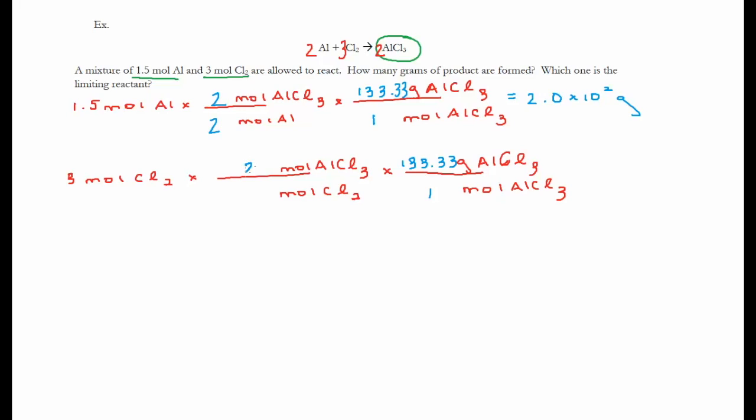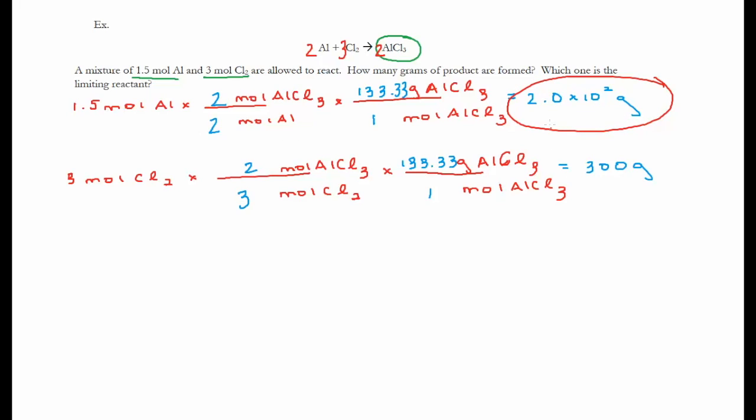for every 1 mole, but here I'm going to use the mole to mole ratio. For every 2 moles of aluminum chloride, I have 3 moles of chlorine. And so when I do this, I end up needing to round just to 1 sig fig, so I end up getting 300 grams of aluminum chloride. So I've got 2 different amounts of product. I've got 200 grams and 300 grams.